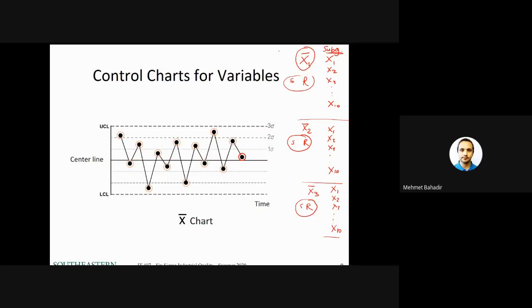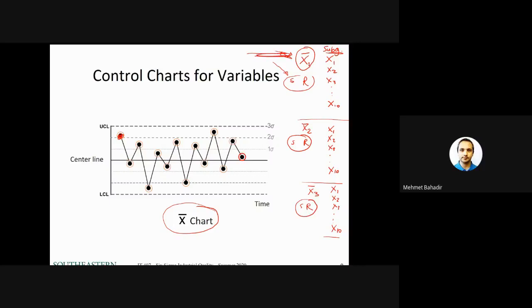What we need to concentrate on here is subgroup averages and either the standard deviation or range. This specific variable control chart is, as you see from its name, an X bar chart. So what does it mean? What does an X bar chart mean? The points that you see here represent X bars. So they represent subgroup averages. So they are these values.